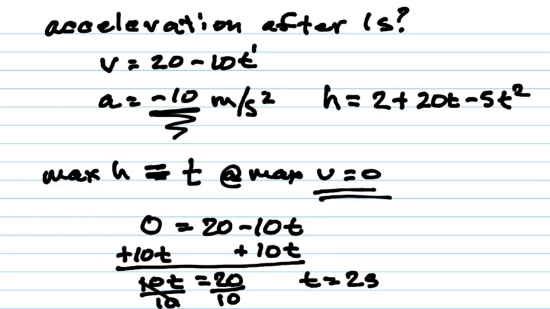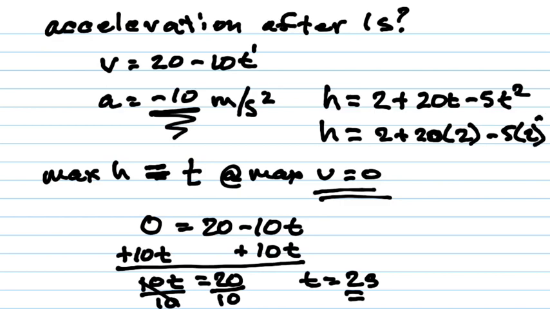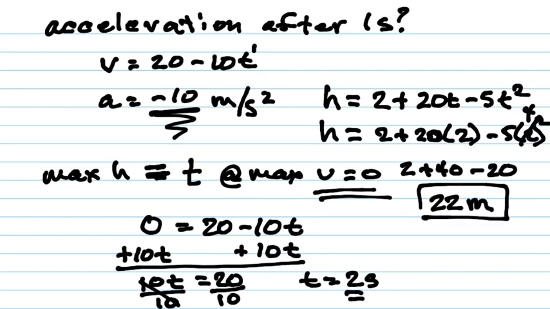Okay? All right? So all we're going to do is, everywhere there's a t, we're going to put what? 2. So 2 plus 20 bracket 2. 5 times 2 squared. That's a lot of 2s. 2 plus 40. 2 squared is 4 times negative 5 is 20. And that gives us what? 22 meters. So the maximum height was 22 meters.